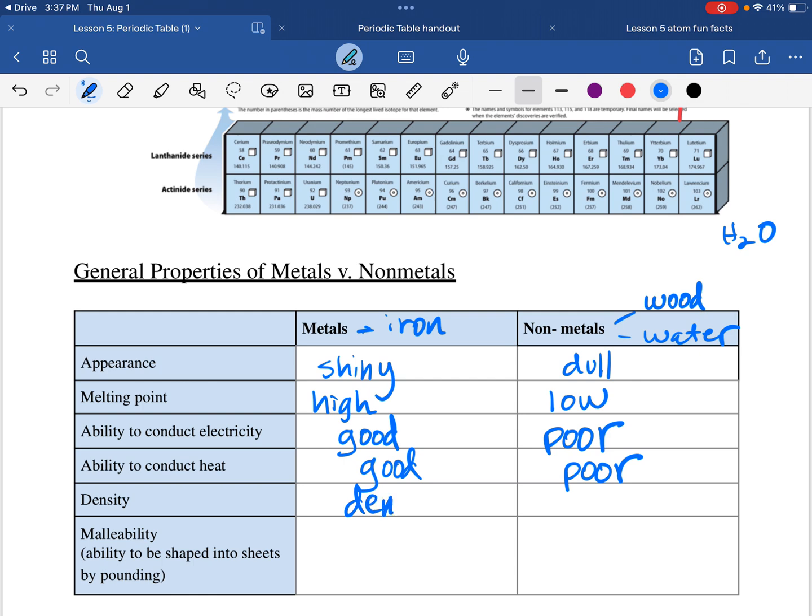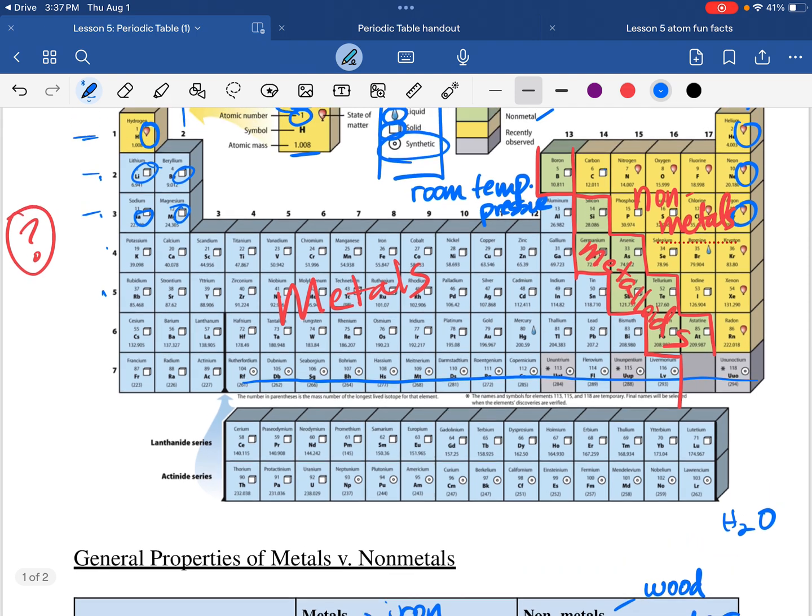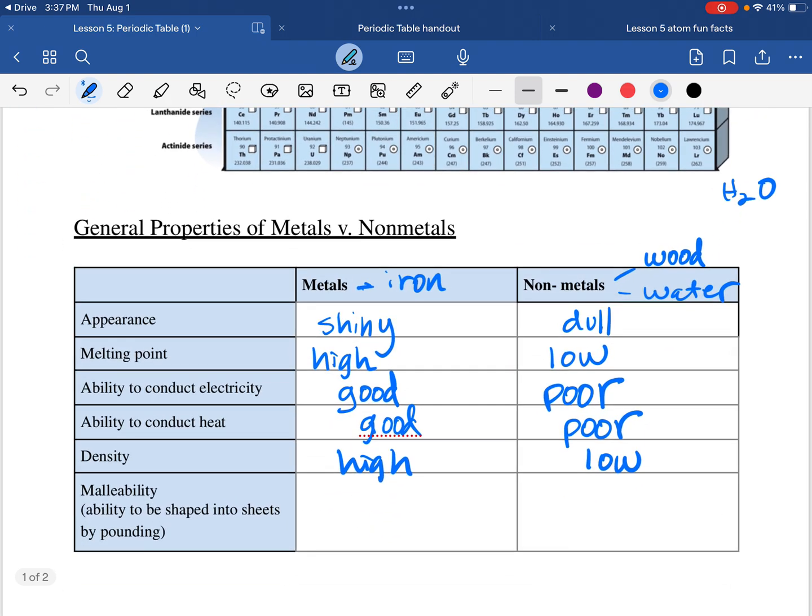Generally, metals are very dense. They have high density, and nonmetals have low density. So if you had a sample of oxygen gas, that would be really low density. You could have a big volume of it, like a big balloon of oxygen gas, and it would weigh very little. Whereas if you had the same volume of iron, it would be quite heavy. It'd be very dense. Oxygen gas would not be very dense at all.